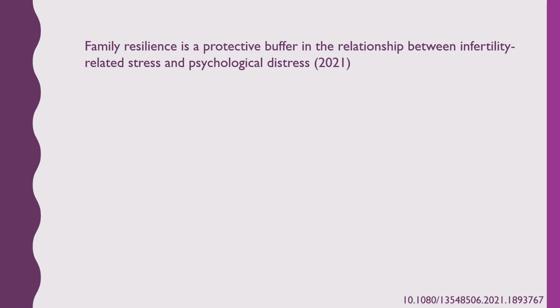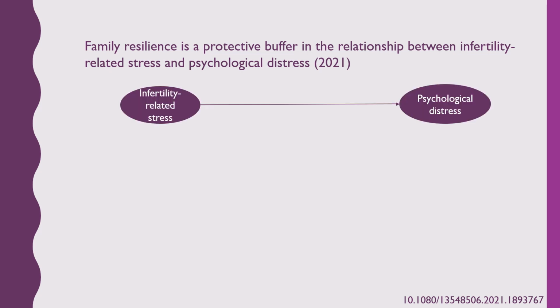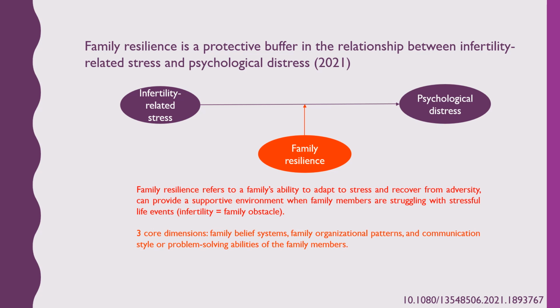Then in 2021, another paper came out talking about how family resilience is a protective buffer in the relationship between infertility-related stress and psychological distress. So basically, I think it's really easy for us to understand that the higher someone's infertility-related stress is, the higher psychological distress they will experience. However, we can moderate this relationship and change how these two variables interact if we add the variable of family resilience. Now, family resilience refers to a family's ability to adapt to stress and recover from adversity.